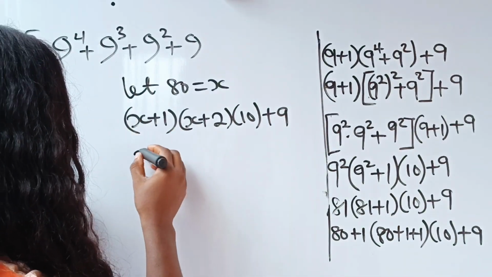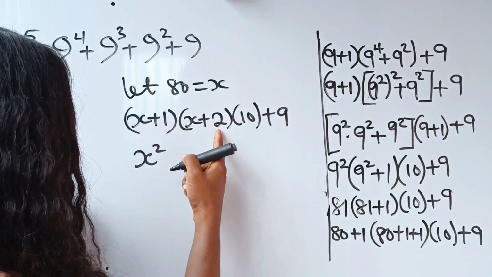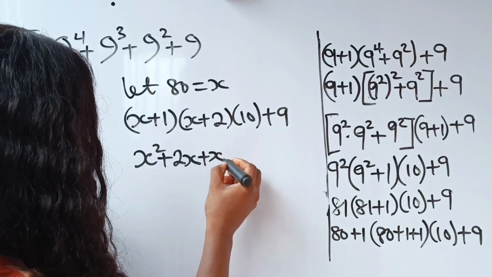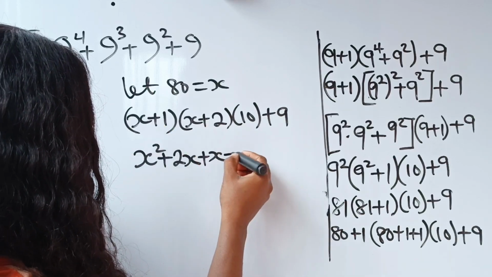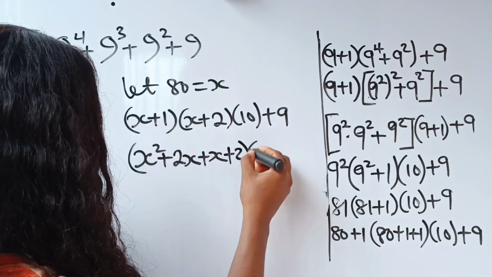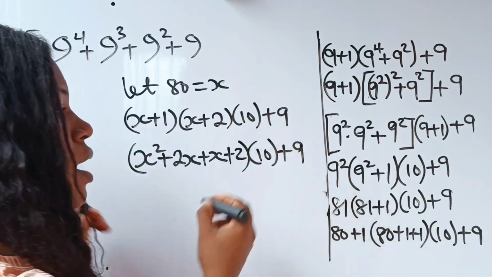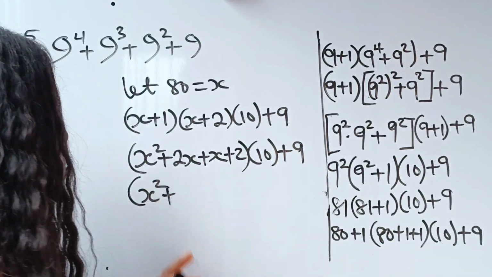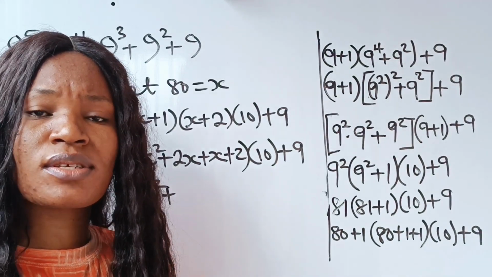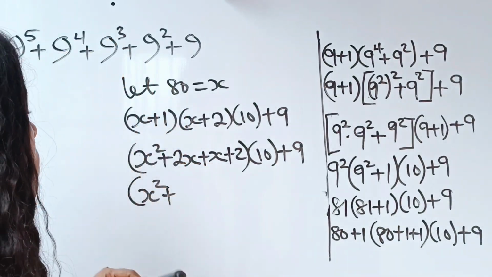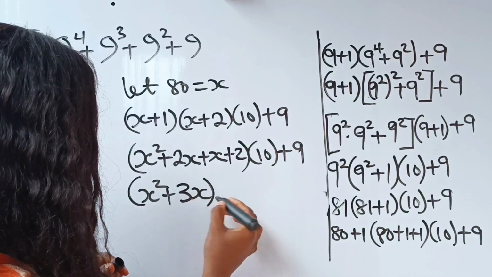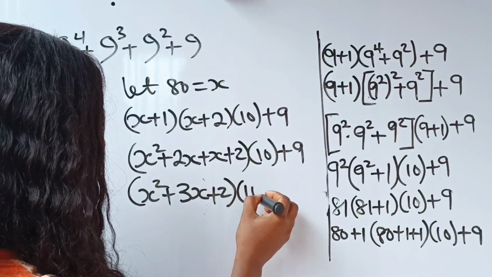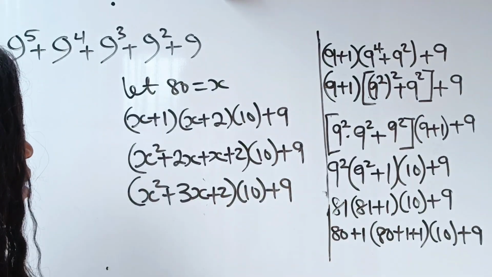x times x will give us x squared. x times 2 will give us plus 2x. 1 times x will give us plus x, and plus 1 times plus 1 will give us plus 2. Multiplied by 10 plus 9. Now let's just continue. x squared plus 2x plus x will give us 3x. So we'll write x squared plus 3x plus 2, multiplied by 10 plus 9.